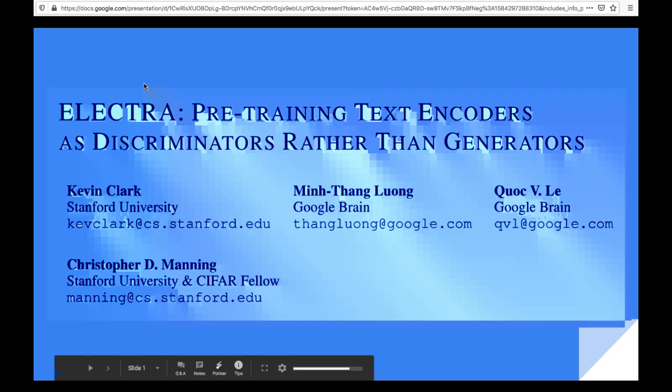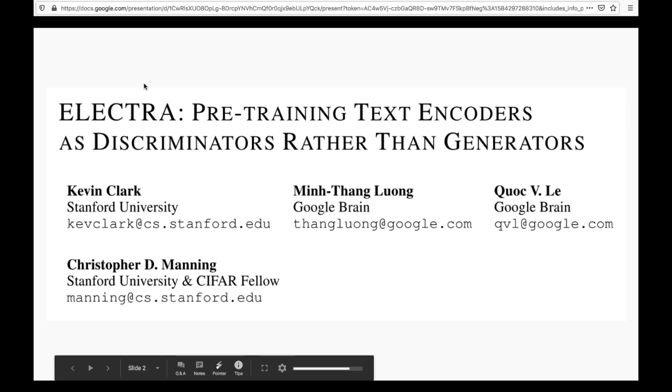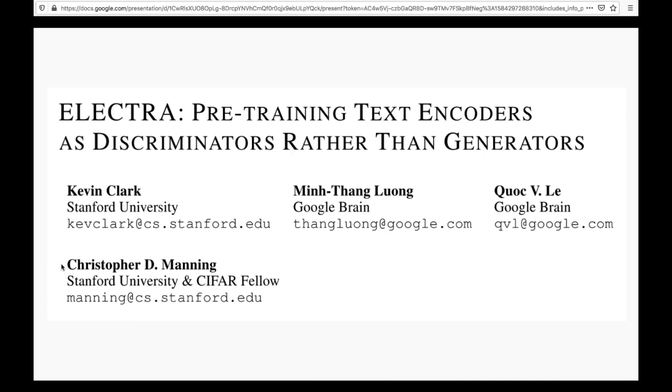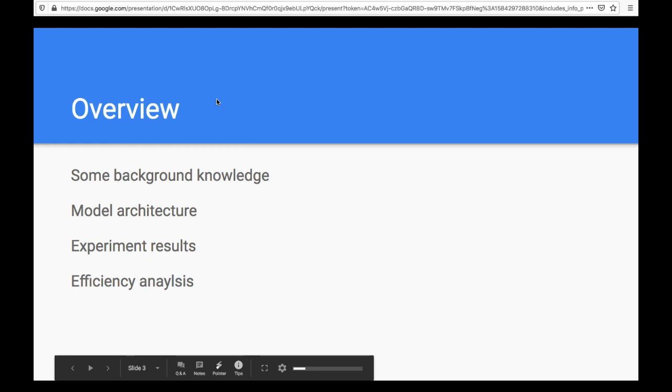So yes, this paper is published by Stanford University and also Google Brain. If you are familiar with the NLP field, you probably know Christopher Manning. He's a very famous Stanford professor, and he's actually originally a linguist, and he started doing deep learning quite a few years ago, and always publishes very high quality papers, and this is one of those. Let's see what happened with ELECTRA.